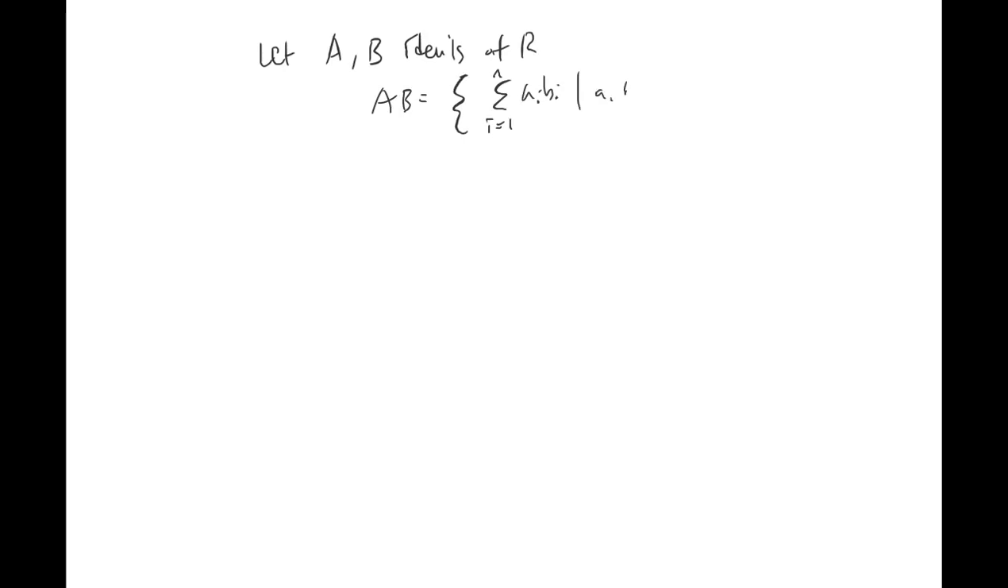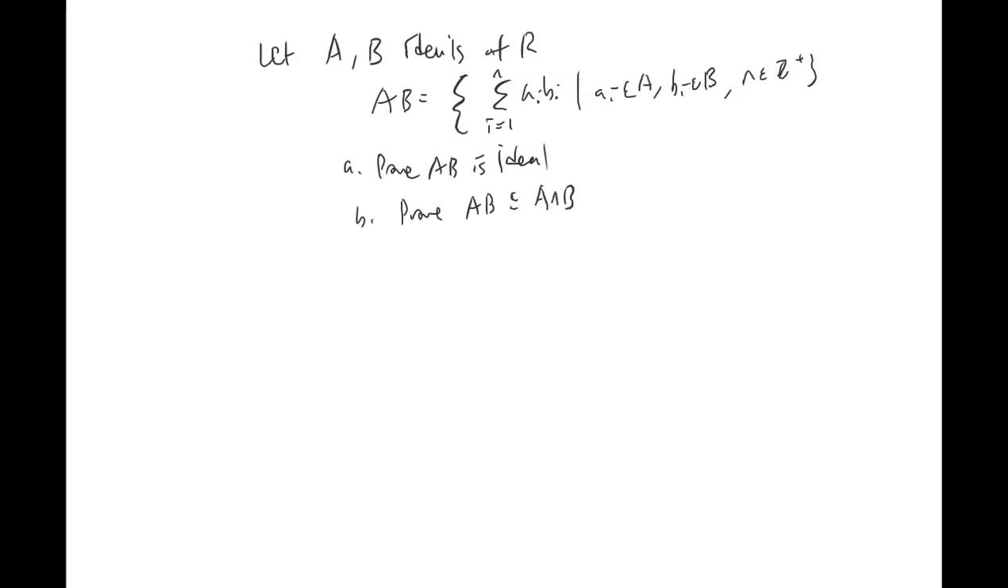where a_i is in A, b_i is in B, and n is just some positive integer. Before we start, the question is: A, prove AB is an ideal. And B, prove AB is a subset of A intersect B.